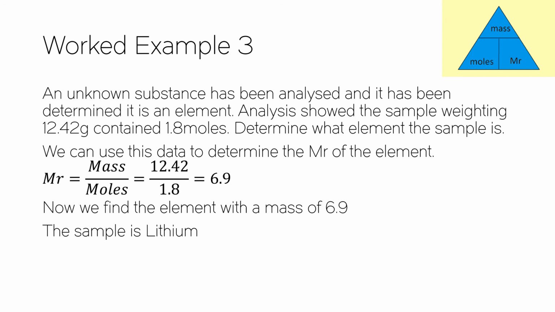Now, every element in the periodic table has a unique mass. No two elements share a mass, which means if we can determine the molecular mass of the sample, we can determine what element it is. So we're working out MR. To work out MR, looking at the formula triangle, we would do mass over moles. So to calculate MR, the mass in this case is 12.42 grams, and our number of moles is 1.8. We can construct that into an equation as shown on screen, and we find that 12.42 over 1.8 is equal to 6.9. Now, using a periodic table, we can find an element with a mass of 6.9, and of course we find that the sample is lithium.